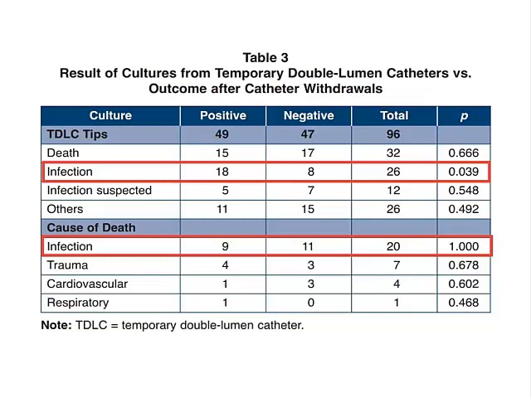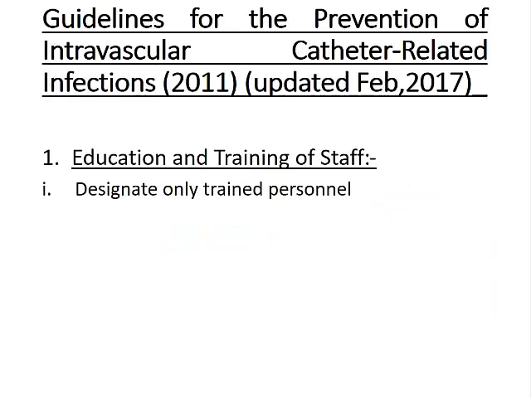Then there is a table in this study which highlights that infection was the leading cause of death in all these cases. Among the 96, approximately 20 patients died, and they died because of infection. Infection, which is a preventable cause. So we must avoid and take care of this infection, and I will describe this in upcoming slides.